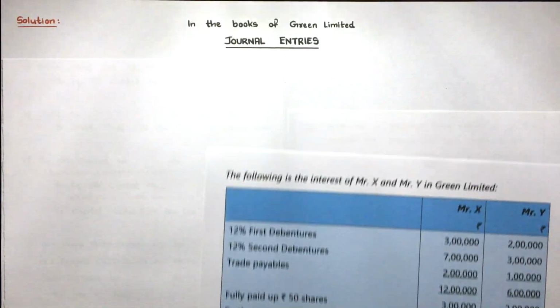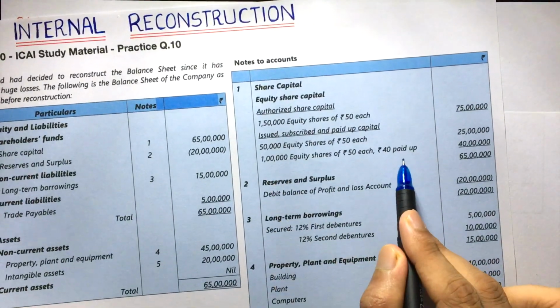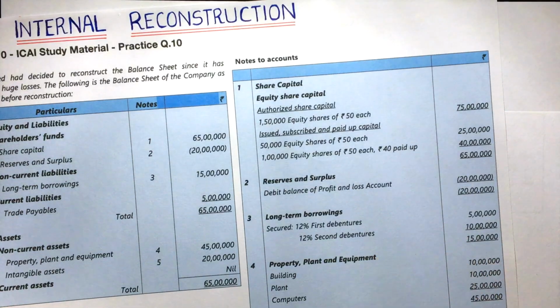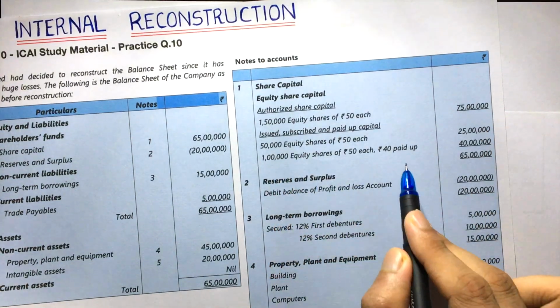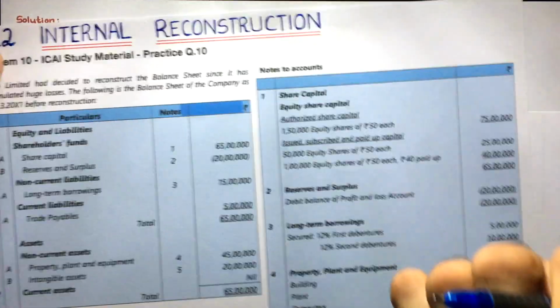Yes, so how many shares are partly paid up? If we check in the question, we have 1 lakh shares which are partly paid up. So how much can we call to make them fully paid up? 10 rupees. So 1 lakh into 10, that's 10 lakh. Let's make a call of 10 lakh and receive the money. Yes, that's what we do now to make them fully paid up. So let's make a call.